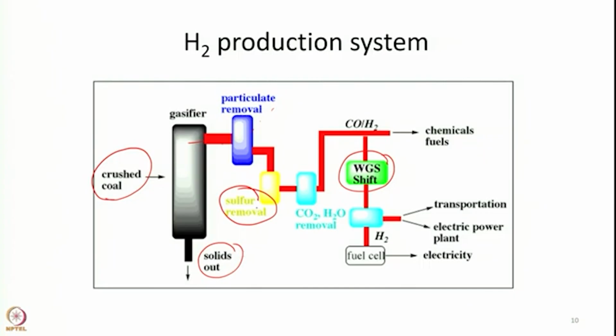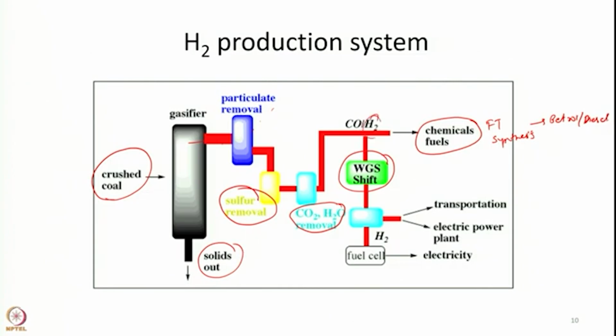So, there is a sulfur remover unit, and after that you remove the CO2 and H2O. H2O easily gets removed by reducing the temperature below 100 degrees by condensation. CO2 is removed typically by amine solution or by high pressure water spray, and then this particular carbon monoxide and hydrogen you can use for different chemicals or fuels we have talked about, for example, the FT synthesis which will give you petrol or diesel.